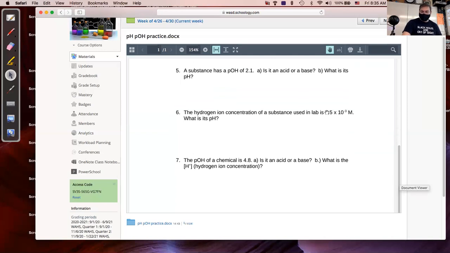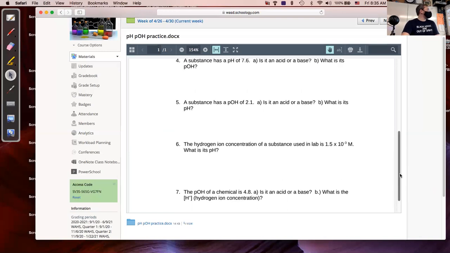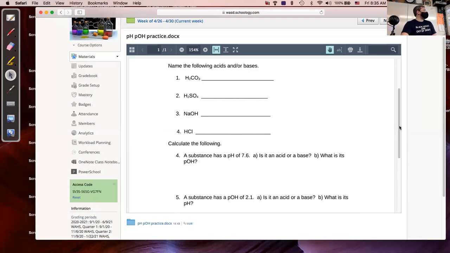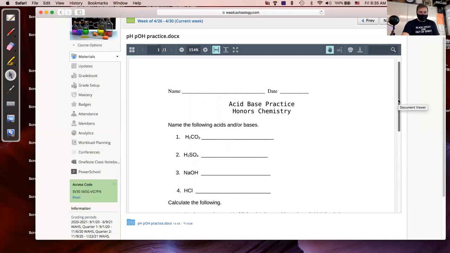And then changing concentrations and molarity into pH, and changing pOH values into hydrogen ion concentration. So you have to change from pOH to pH, and then change from pH into H plus. And try these as best you can. And on Monday, we'll go over them in detail.